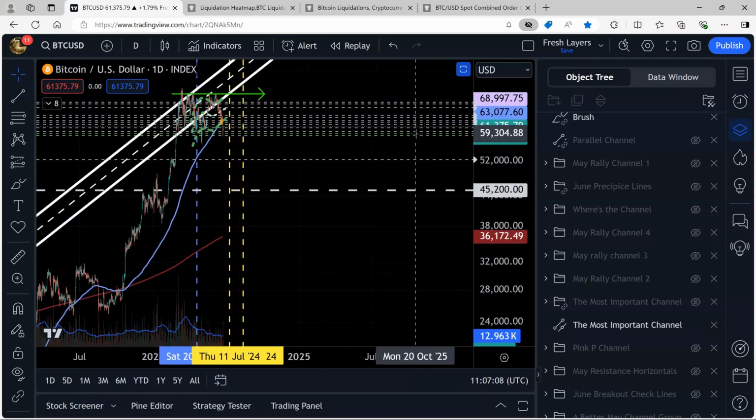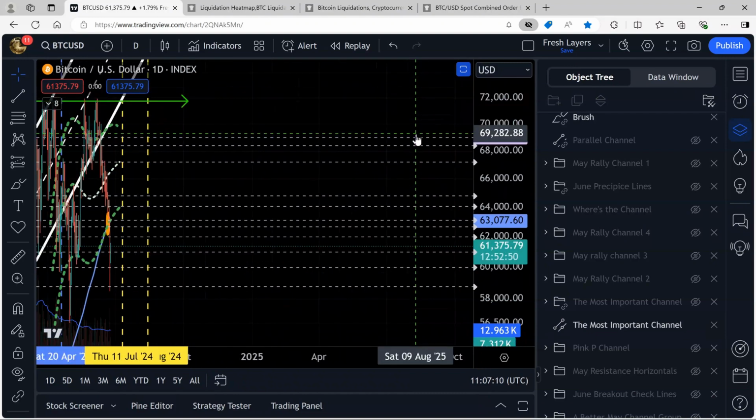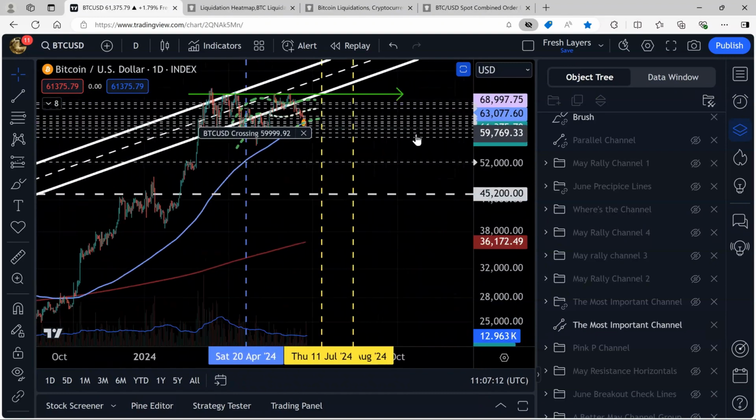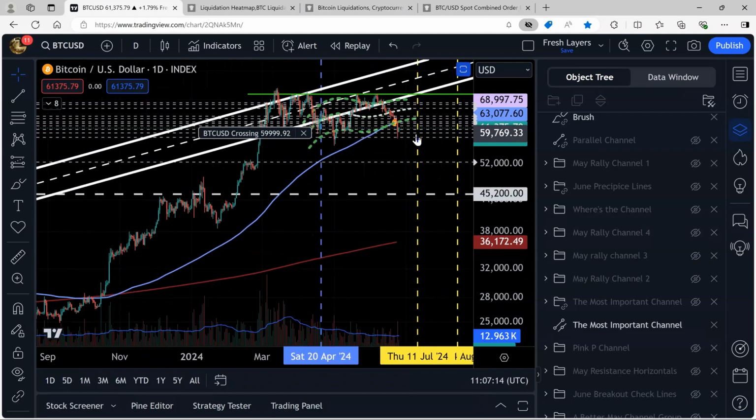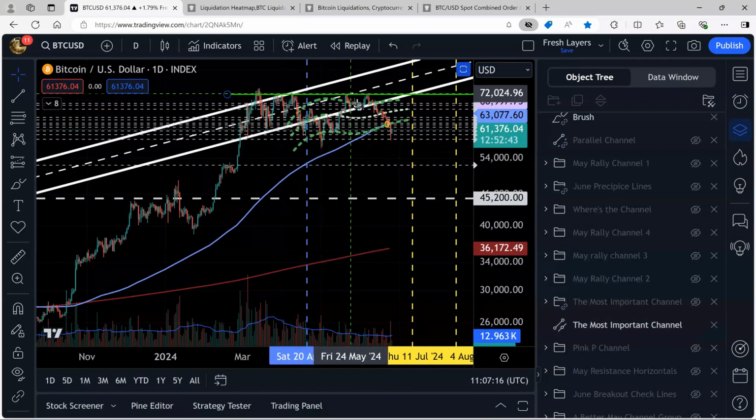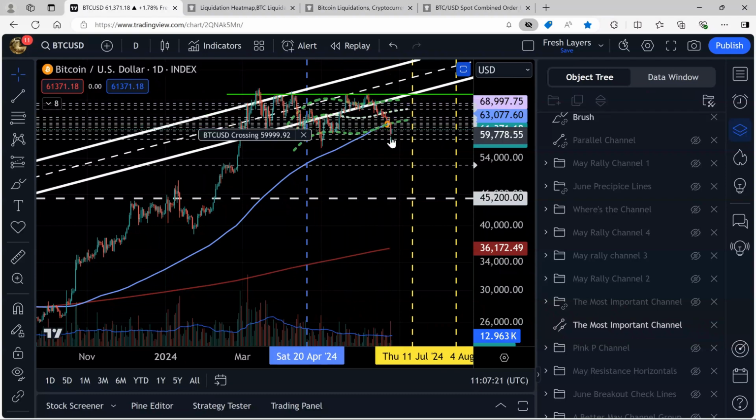So I am looking for some sort of interaction with this channel before starting our bull rally, and we had been having it here and here, and we've deviated from that. So we also need to get back into that channel. That is also at the top of the daily Gaussian channel right now.